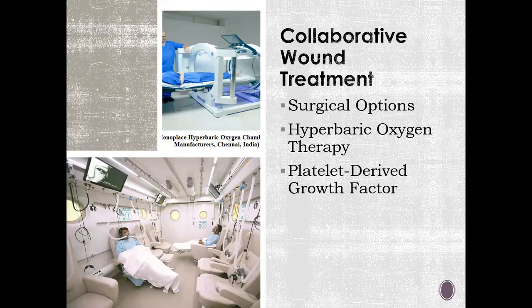Collaborative wound treatments that we can have. So your collaborative treatments are necessary for wounds that will not heal despite aggressive care. Such treatments include surgical options such as debriding, skin grafts, secondary closure of wound, and flap techniques, which would be a partially detached tissue placed over a wound. And those are used for very complicated wounds.